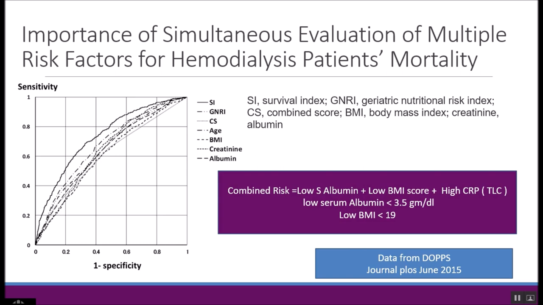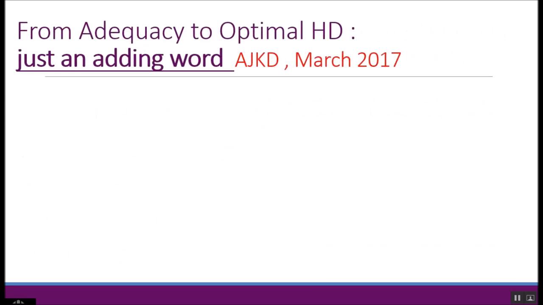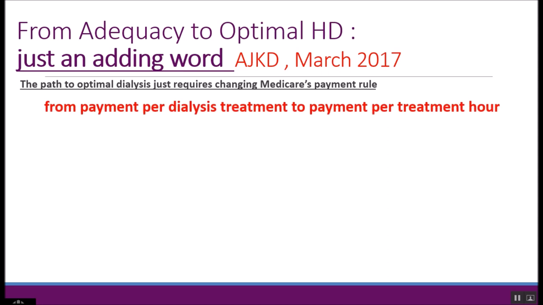And the overall outcome of patients does not stop at adequacy. You need simultaneous evaluation of multiple risk factors for hemodialysis patients. The combined dialysis risk factors could be low serum albumin for nutrition, low body mass index, high C-reactive protein for infection and inflammation, as well as other parameters of adequacy. So you can identify your patients at risk. This could reduce the mortality in patients on conventional hemodialysis. So from adequacy to optimum hemodialysis, from payment per dialysis treatment, you may go to payment per treatment hour, encouraging centers to prolong the dialysis session time.